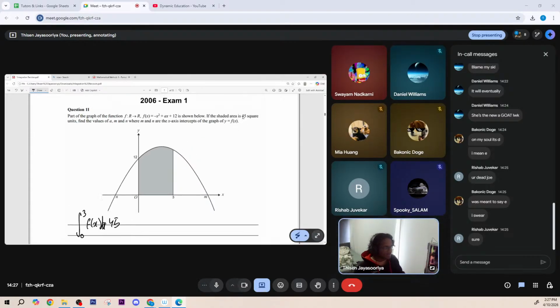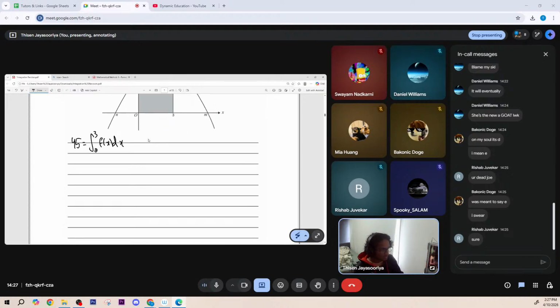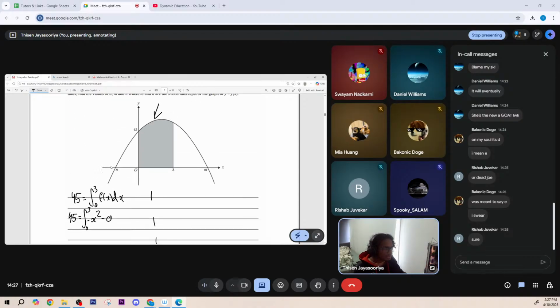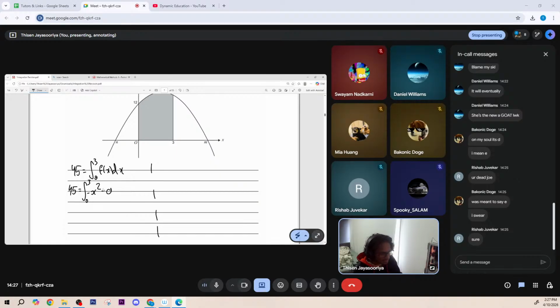Because we're told that the shaded region from 0 to 3 is going to be equal to 45. We're told that by the question. Let me rewrite this in a nicer way. So here it's 45, the integral from 0 to 3, f of x dx. Then here we'll have 45 equals the integral from 0 to 3 of negative x squared plus ax plus 12 dx, yeah?